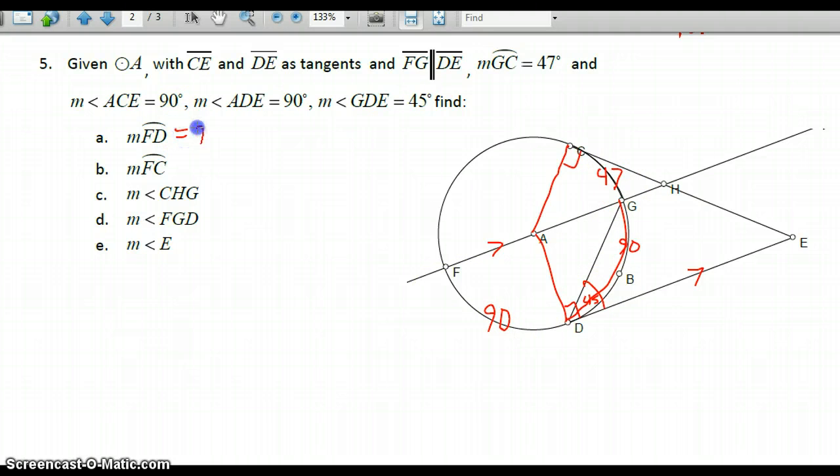Oh, we don't have answer blanks. Well, fine. I'll just make my own. All right, F to C. Well, I already knew this is 47. I know this is a semicircle, so I have the rest of 180 here, 143. Sorry, 133.